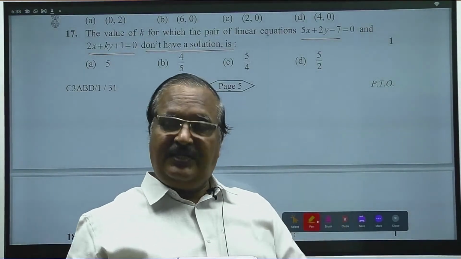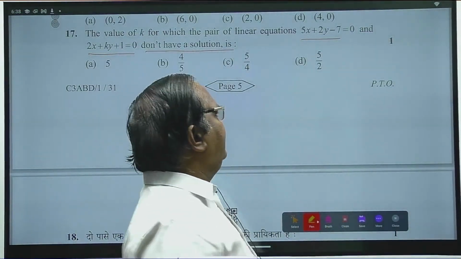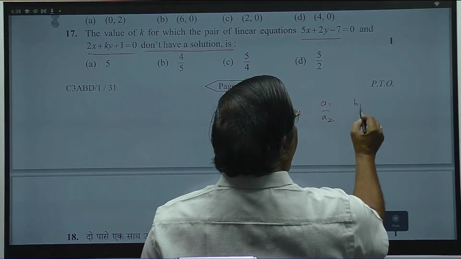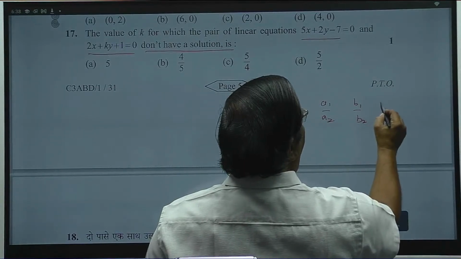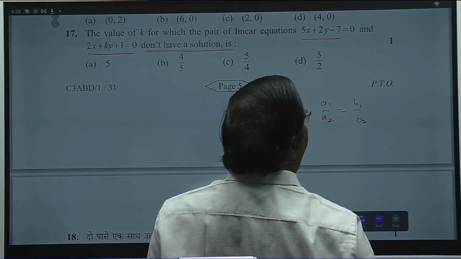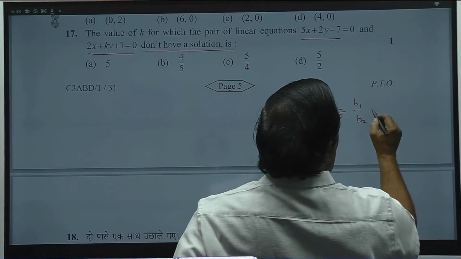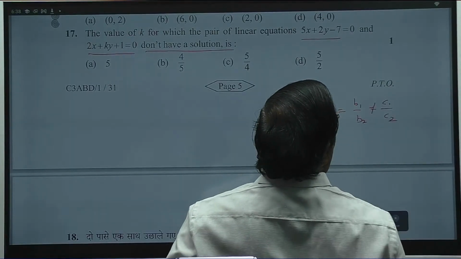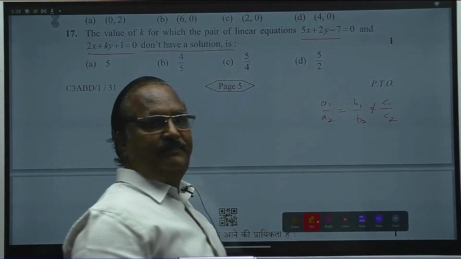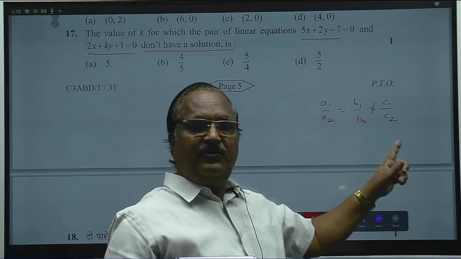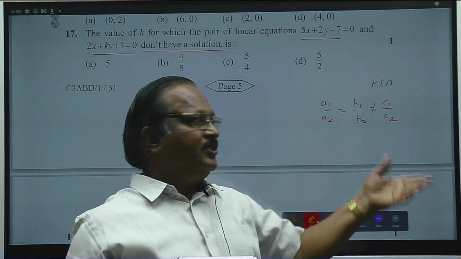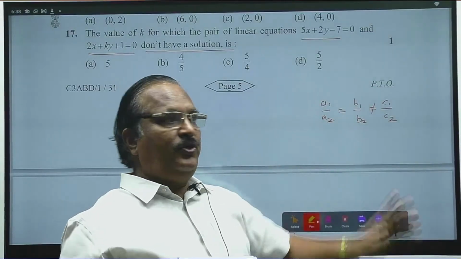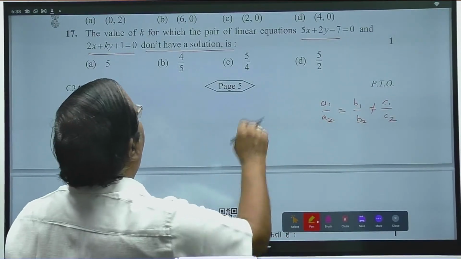So you need to know the conditions. So A1 by A2, B1 by B2, they are equal, not equal to C1 by C2. So then they are parallel. If all are equal, there are many solutions. If the last one is not equal, then no solution. Okay, they are parallel lines.